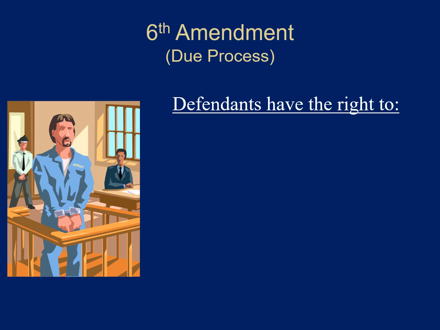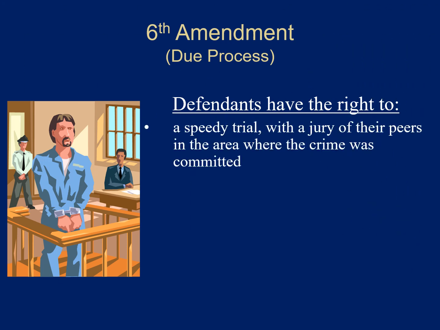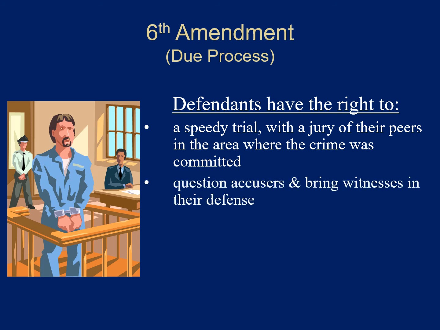The Sixth Amendment also covers due process. It outlines a series of rights that defendants have. If we're accused of a crime, we have the right to a speedy trial. We also can have a jury of our peers, and that trial can take place where that alleged crime was committed. If people are testifying against us, well, we can question those people. We can also bring our own witnesses to defend ourselves.